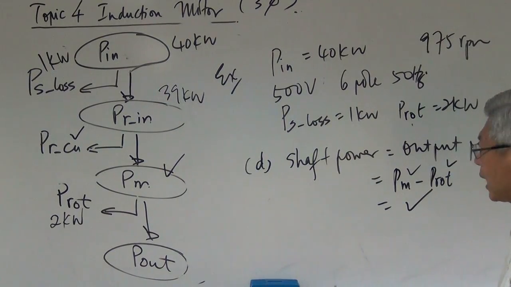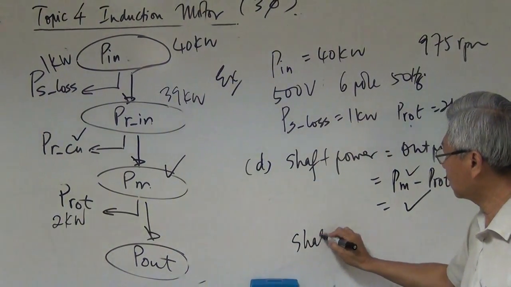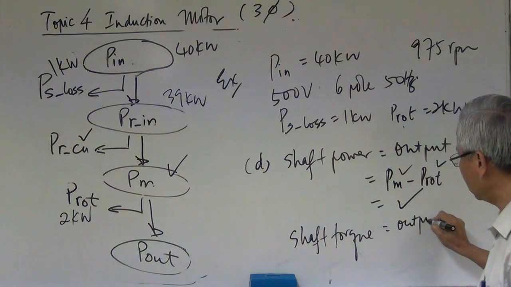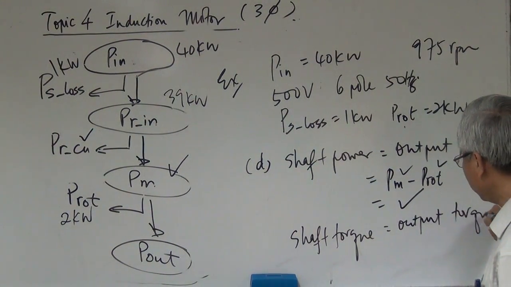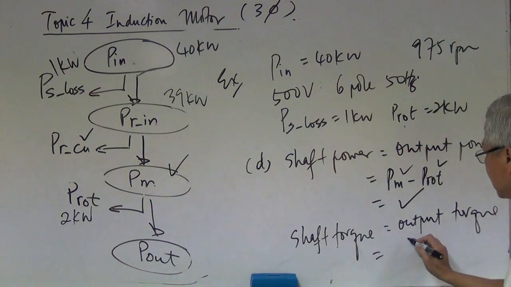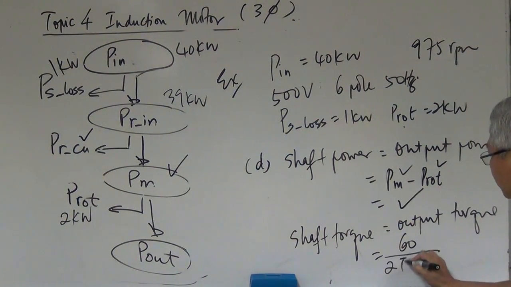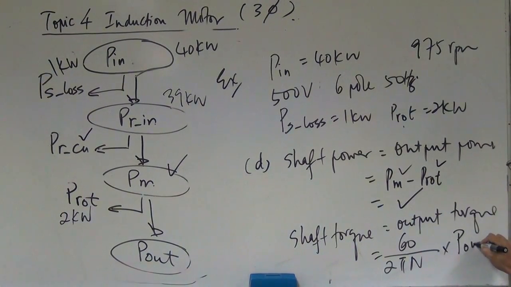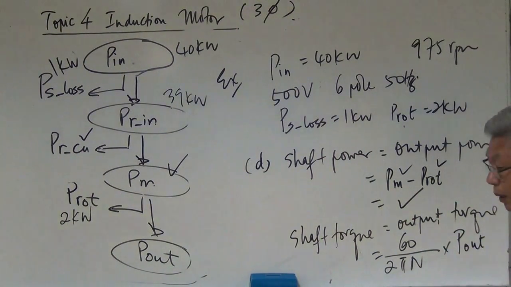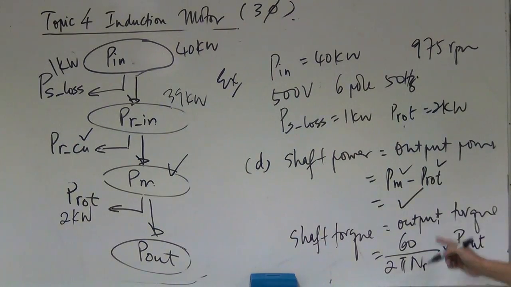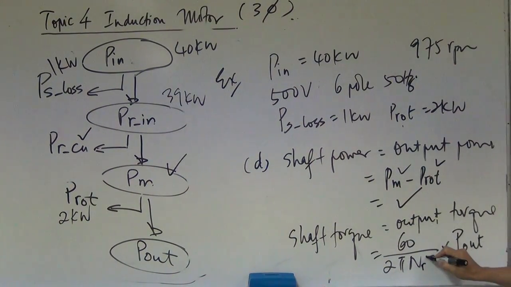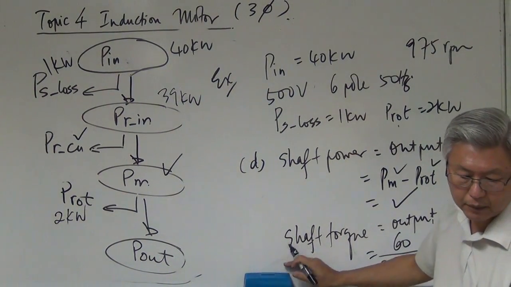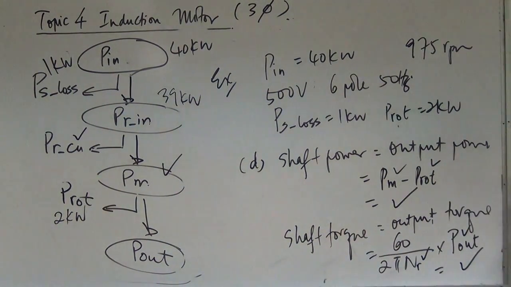Then I'm asked to find the shaft torque. Shaft torque is equal to output torque. Alright, and what is the formula? 60 divided by 2 pi n multiplied by the output power. Yeah? Because output torque means output power. What's n? N is the speed, 975. Yeah? So I have these, so torque can be found. So that's part D. Last one, the efficiency.